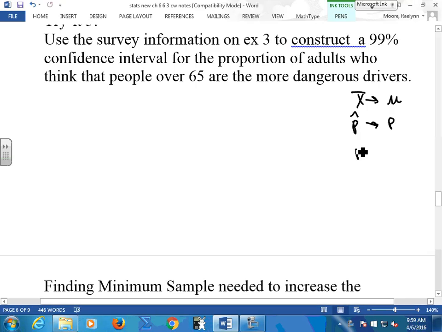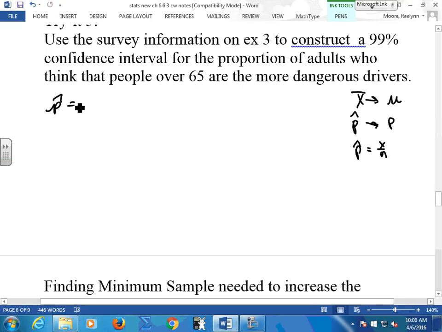And p-hat, a proportion, is a part over whole. This is how we find your p-hat. So sometimes they give us our p-hat, and therefore we can find our q-hat by 1 minus p-hat. Now in this example, they had you use this chart. So they said people over 65, so what is your p-hat?